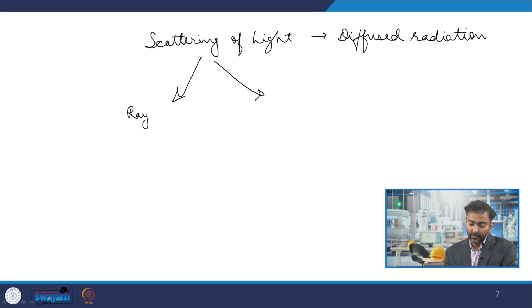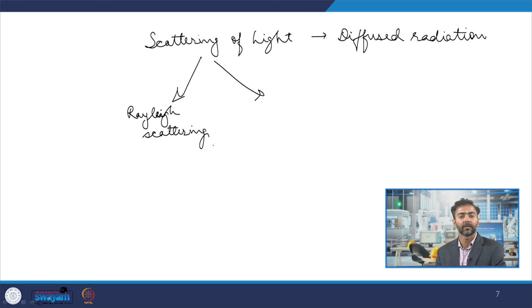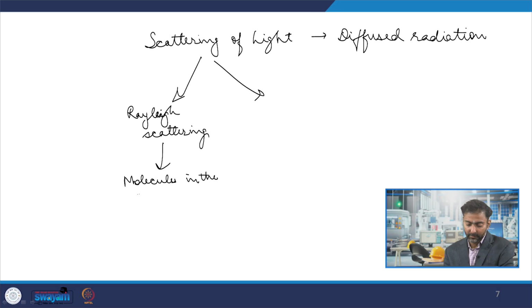One is known as Rayleigh scattering, and Rayleigh scattering is the major phenomenon which causes the scattering in the Earth's atmosphere. This Rayleigh scattering is caused due to the molecules in the atmosphere, the gaseous molecules. So, the gaseous molecules in the atmosphere cause this Rayleigh scattering.